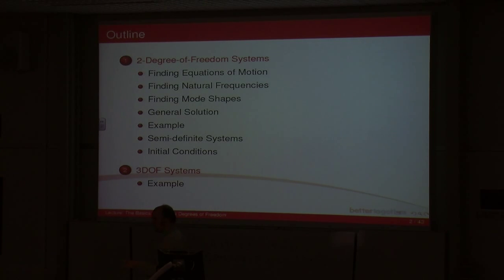Then we'll look at semi-definite systems or degenerate systems and what's the difference and how do we approach those problems. And then I'll do a little bit on initial conditions and how we can find those arbitrary constants that we end up with in the solutions. And I'll then move on to 3 degree of freedom systems, which you can take the same approach, just there's a little bit of added complexity there, which you'll explore, and we'll do an example to demonstrate what's going on.